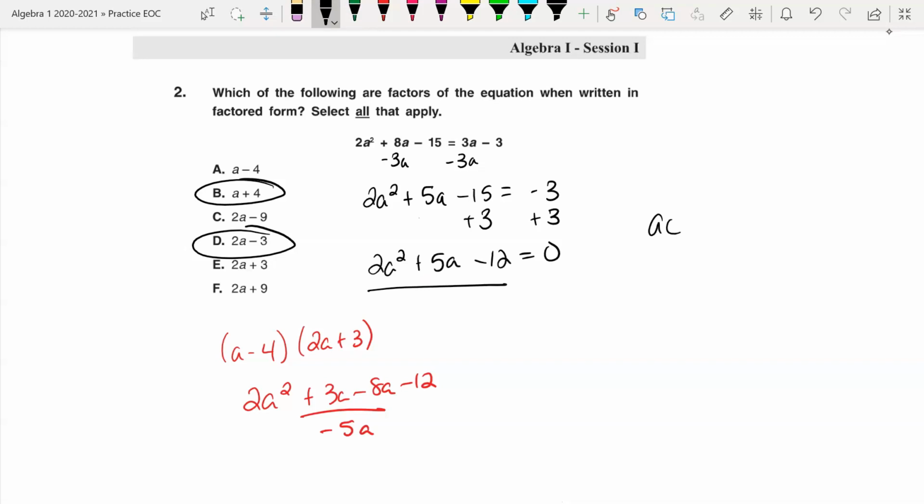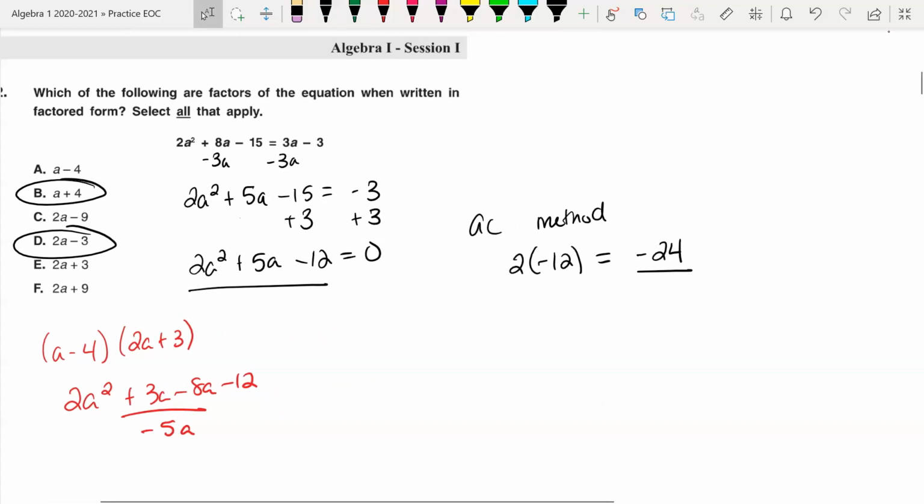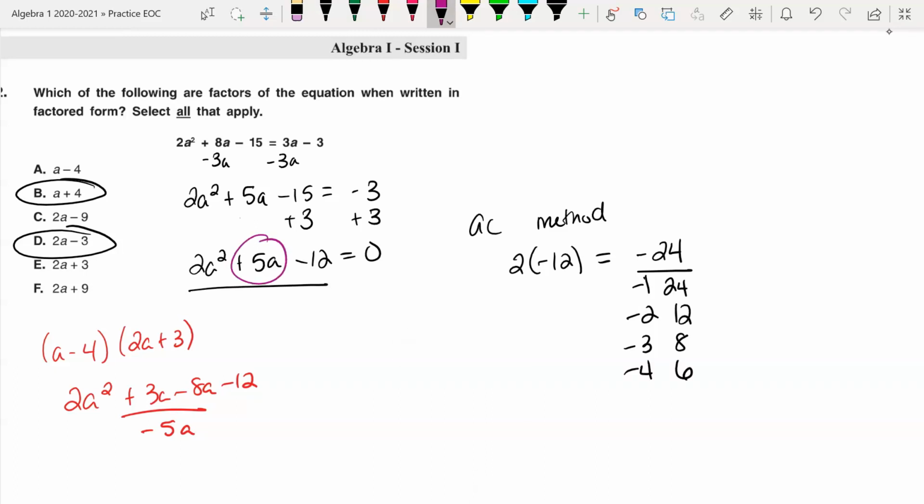This is called AC factoring. So it's the AC method. So I would take 2 times negative 12, so A times C, to get negative 24. And then I list out the factors of negative 24. So negative 1, 24, negative 2 and 12, negative 3 and 8, negative 4 and 6. I'm looking for the pair that adds up to a positive 5. Well, that would be negative 3 and 8. So then I rewrite the problem, and I say 2a squared minus 3a plus 8a minus 12 equals 0.